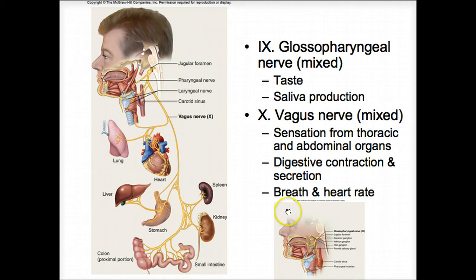So the vagus nerve plays a big role there, and also in breath and heart rate as well.